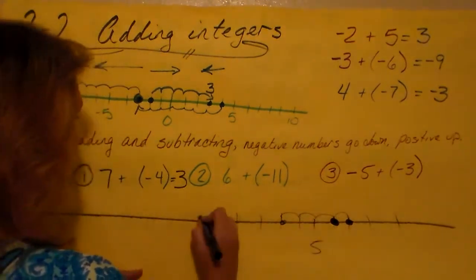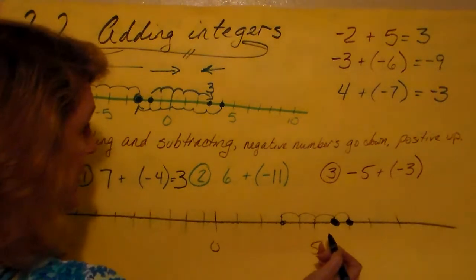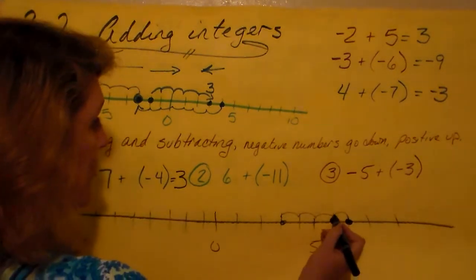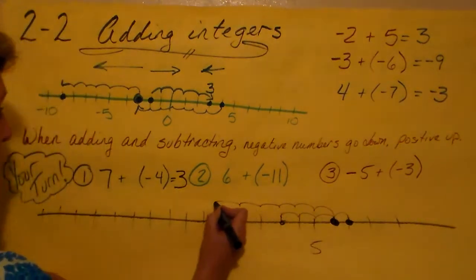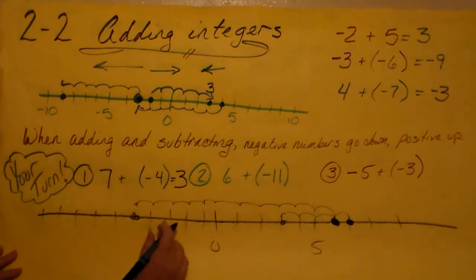Number 2, we're going to start at the 6, which is here, and we're going to go negative 11. I'm going to need more lines. 1, 2, 3, 4, 5, 6, 7, 8, 9, 10, 11. This is the negative 5 line.